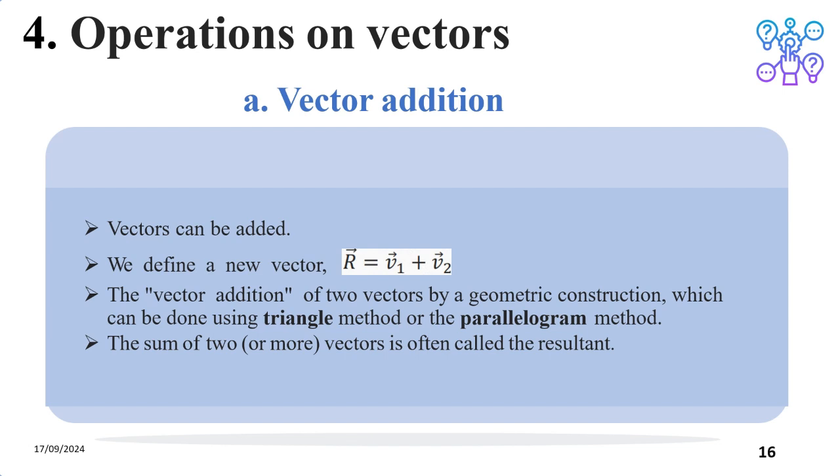Starting with vector addition. Vectors can be added. We define a new vector r equals vector v1 plus vector v2, the vector addition of two vectors, by a geometric construction, which can be done using the triangle method or the parallelogram method. The sum of two, or more, vectors is often called the resultant.